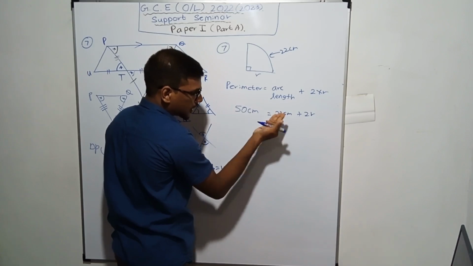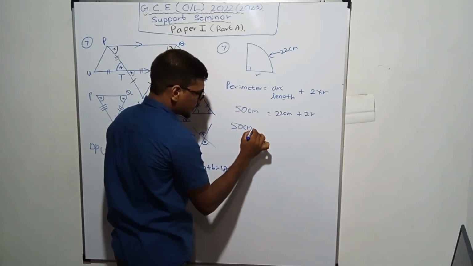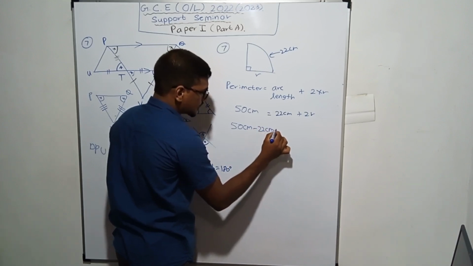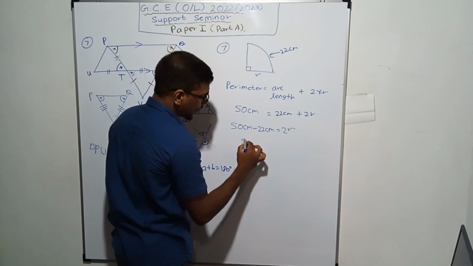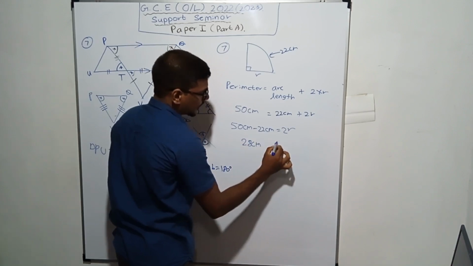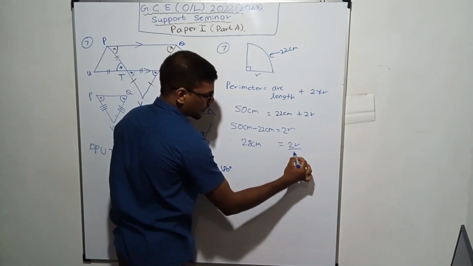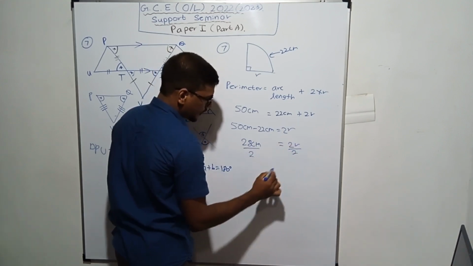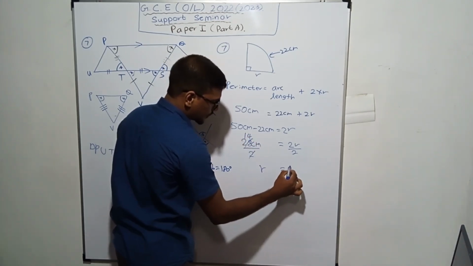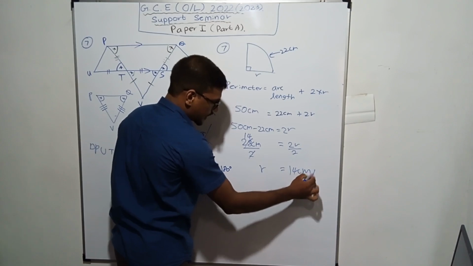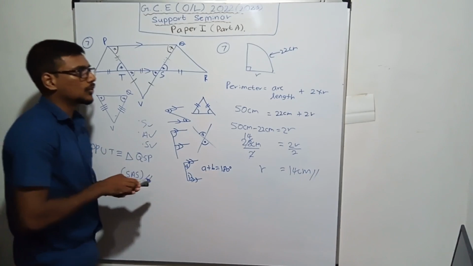So what I can do now, I can take this 22 to this side. Then 50 centimeters minus 22 centimeters is equal to 2r. 50 minus 22 will be 28 centimeters. Then 28 is equal to 2r, so we need to divide both sides by 2. Then this side it is 14. r will equal 14 centimeters. Okay. Radius is 14.